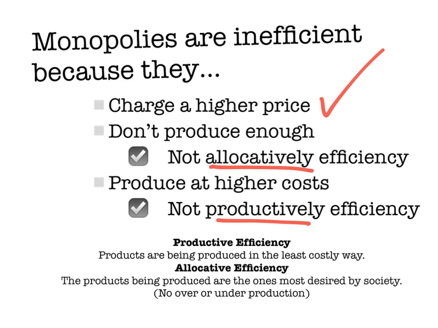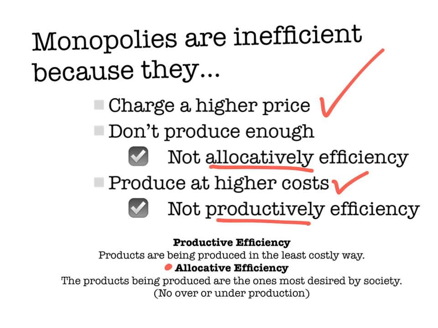So when we say that they're not allocatively efficient, that means that they don't produce enough. So again, the products being produced are not the ones most desired by society. No over or under production. So again, they're underproducing. That's why we don't have allocative efficiency. And then they also produce at higher costs. So again, products are not being produced in the least costly way, and you guys will see what that means when we're actually looking at the graph.